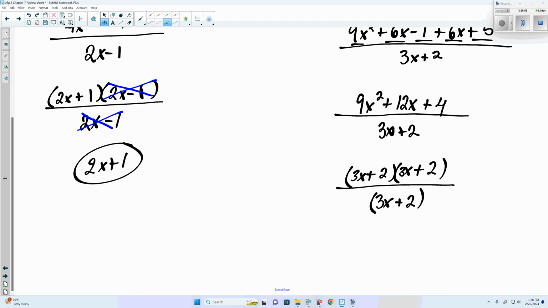What's in common? x plus 2 is in common on top and bottom, which reduces to just 3x plus 2. Questions on this here? We feel good with this so far? All right, we're going to stop there.